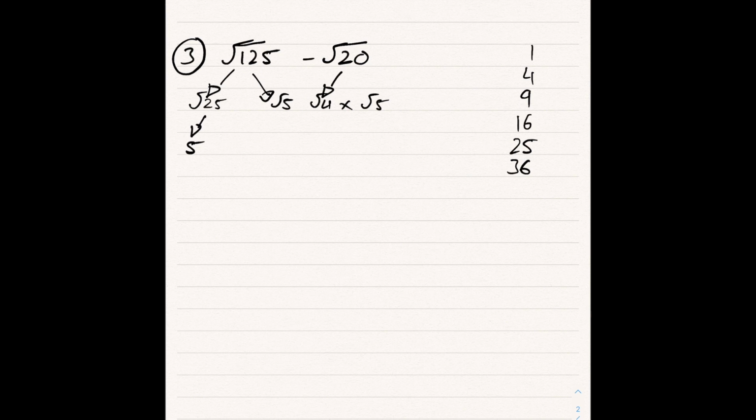So it'll be 5 root 5 minus square root of 4, which is 2, so 2 square root of 5. So it's 2 root 5. 5 take away 2 is 3. Same base, square root of 5. So it'll be 3 square root of 5.